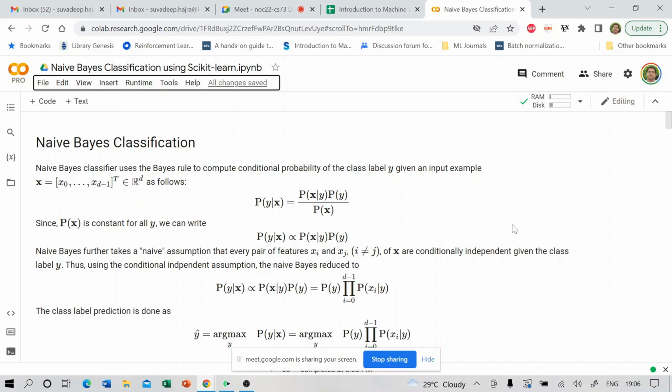Any distribution over real numbers. There are many. The easiest distribution is the Gaussian distribution. Do you know the Gaussian distribution? No, sir.